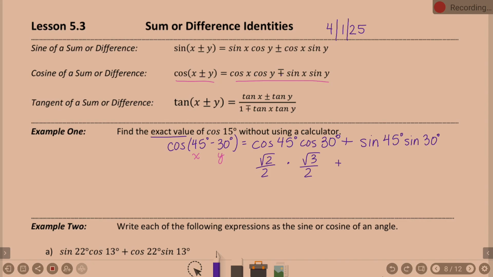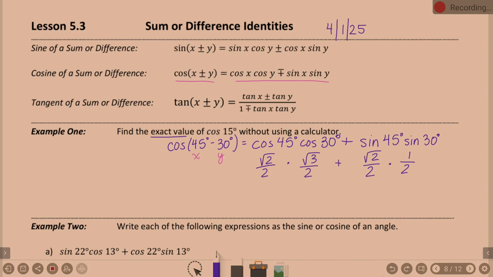Plus sine of 45 degrees is square root of 2 over 2 times sine of 30, which is 1/2. Okay, we're going to clean this up and we're done.